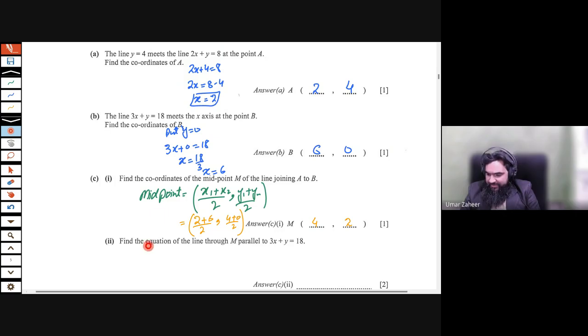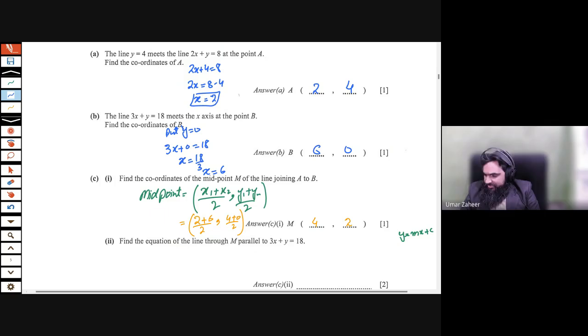Now the last part is interesting. He says to find the equation of a line through M, which means it passes through the M point (4, 2), parallel to 3x plus y is equal to 18. Parallel to this one. It means that the line we need to find has the same gradient. To find the gradient, we need to write this equation first into the standard form, y is equal to mx plus c.